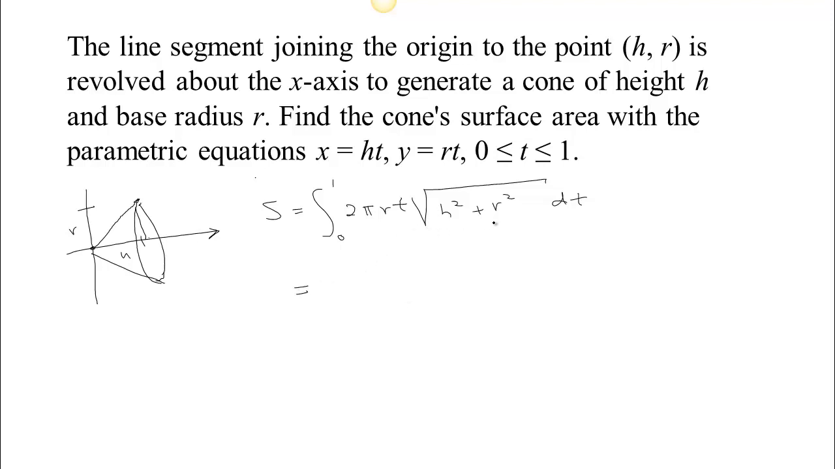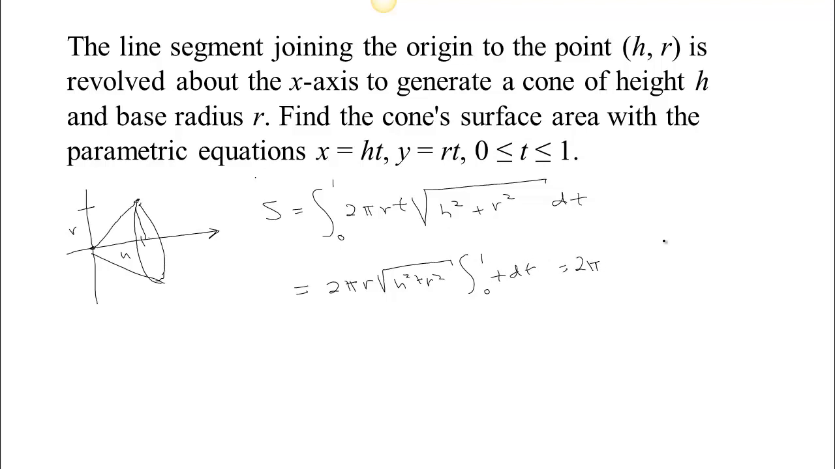So let's see. dx/dt has no t dependence and dy/dt has no t dependence, so this has no t dependence, it's just a constant. So everything that's constant can be pulled out. We have 2 pi r times the square root of h squared plus r squared times the integral from 0 to 1 of t dt.